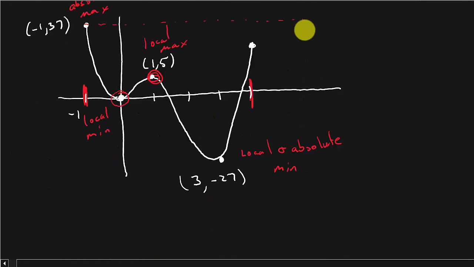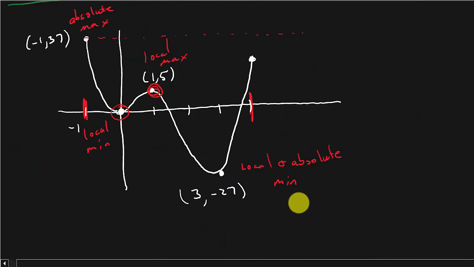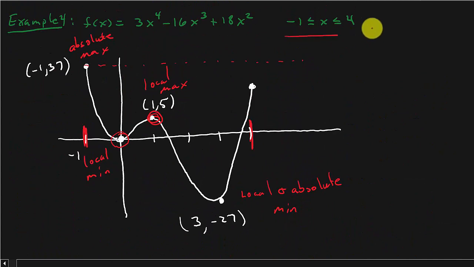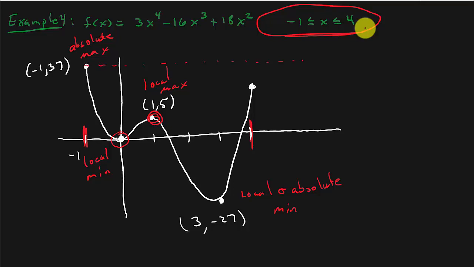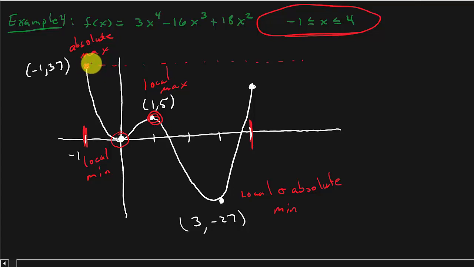And look at this. We passed it up. This is D right now. They're restricting it from -1 to 4. Okay? From -1 to 4. So this is the largest value on that interval. So it's an absolute max. But it's not a local max. It's just an absolute.